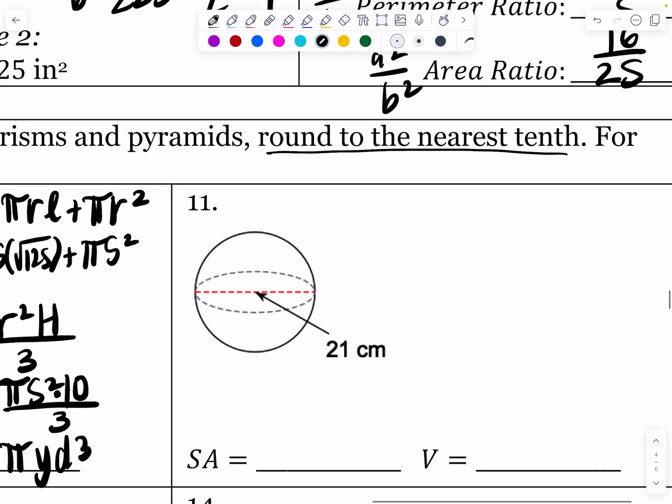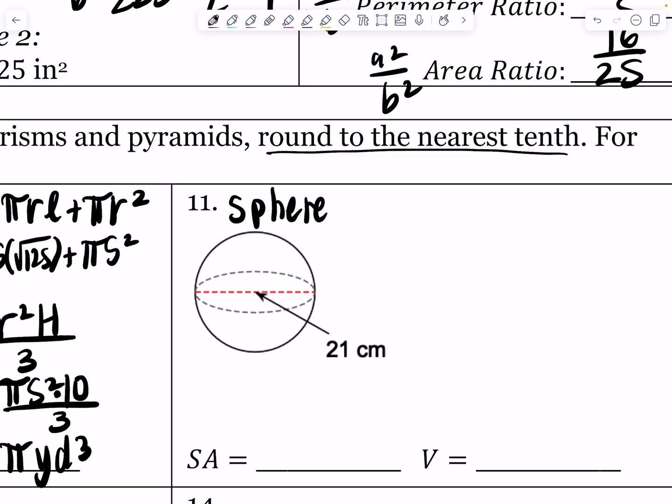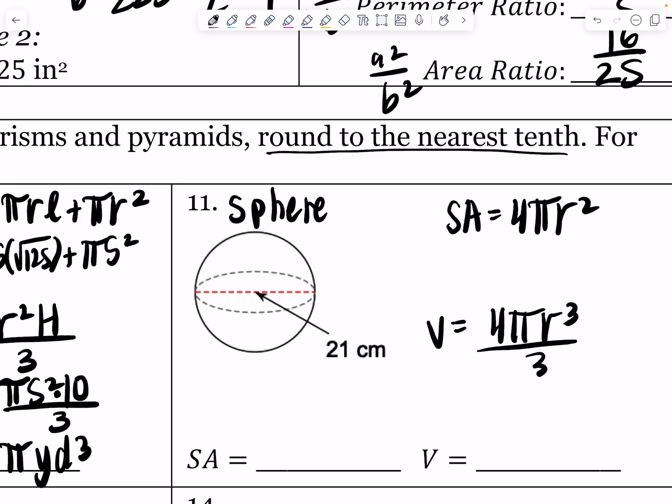Spheres, this is like a ball, like a basketball. It's called a sphere, S-P-H-E-R-E. Surface area is going to be equal to 4 pi r squared. And then volume is going to be equal to 4 pi r cubed divided by 3. So let's go ahead and fill in what we need. We need our radius. Well, my radius is going to be half of 21, which is going to be 10.5 centimeters. I'm going to cross that out when I'm done with it.